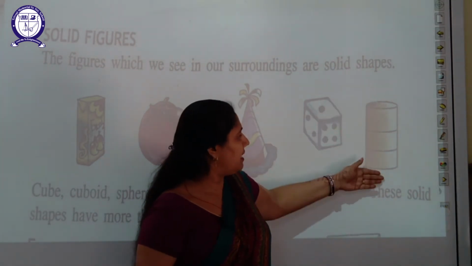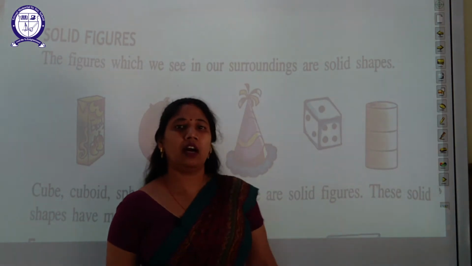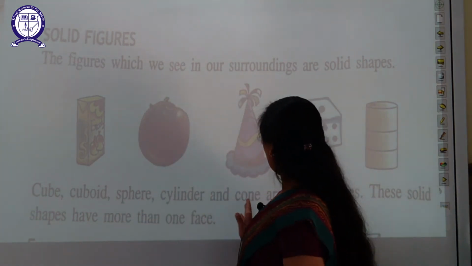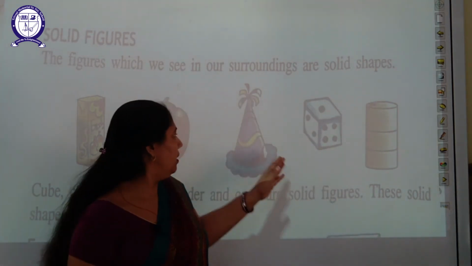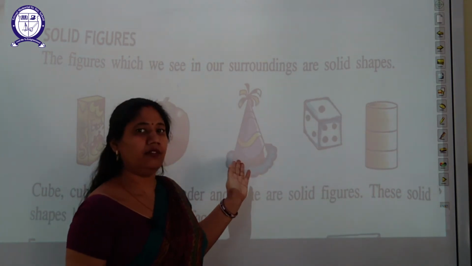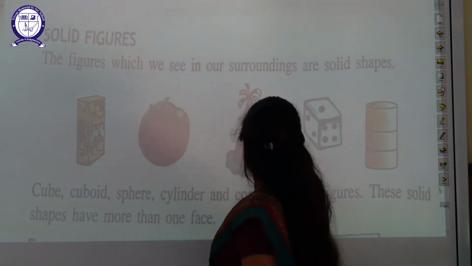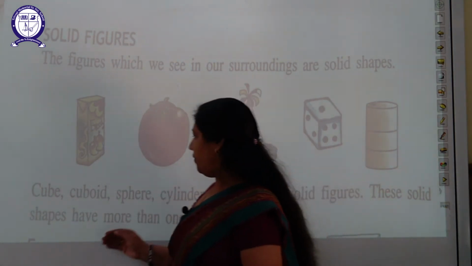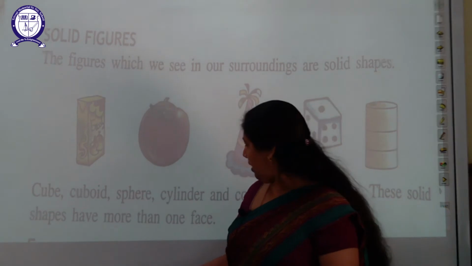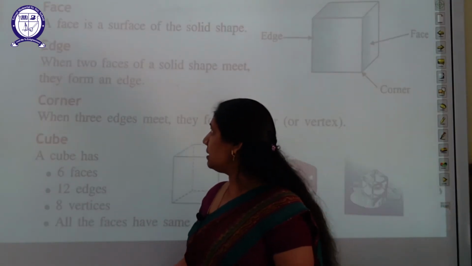2 flat surfaces and 1 curved face. Cone, this is a cone. That is 1 flat face and 1 curved face. These are the solid figures and they have more than one face.